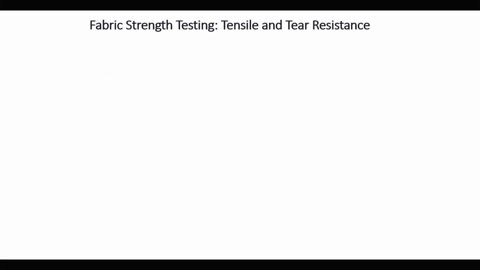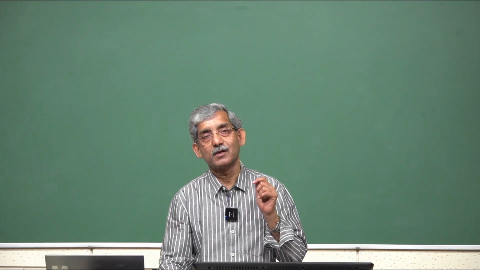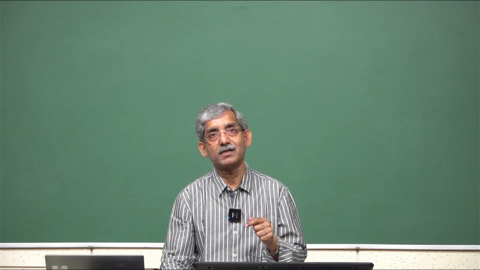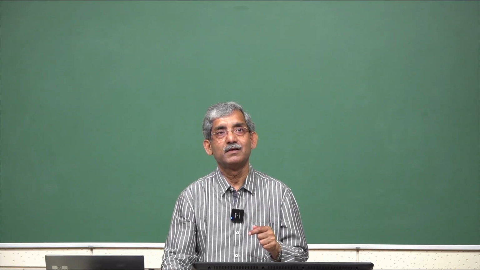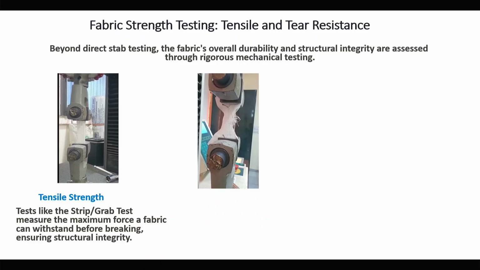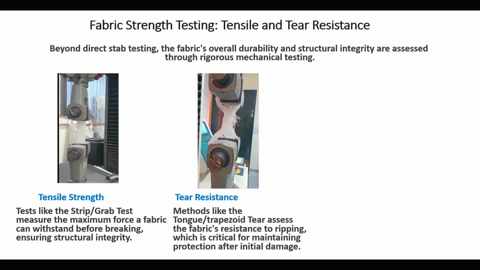And apart from the drop test, the fabric strength is measured, tensile and tear strength. You can see this is the tensile strength, like strip test or grab test are measured. Tear strength is also measured, where we use the trapezoidal tear strength.